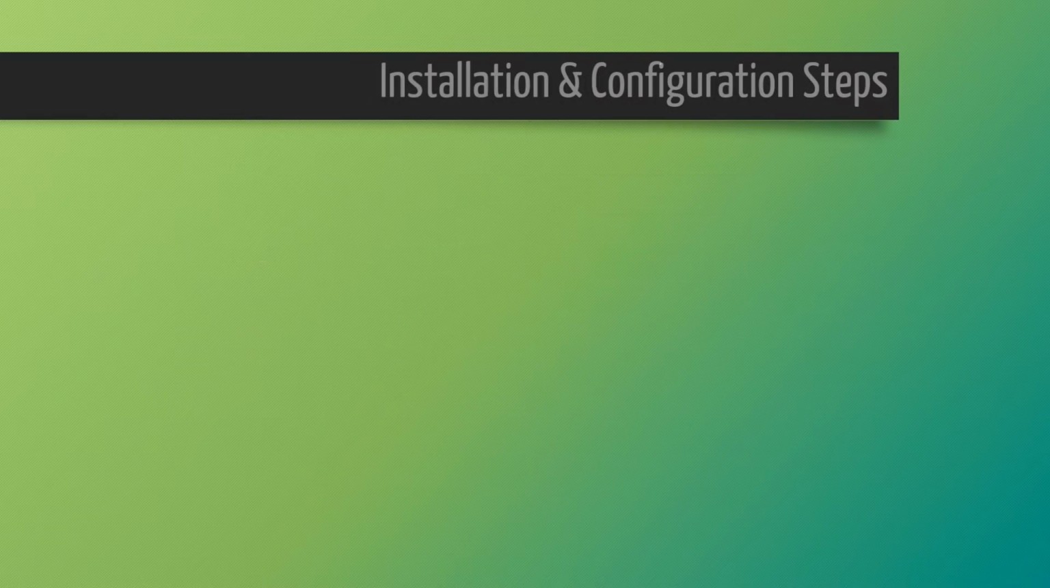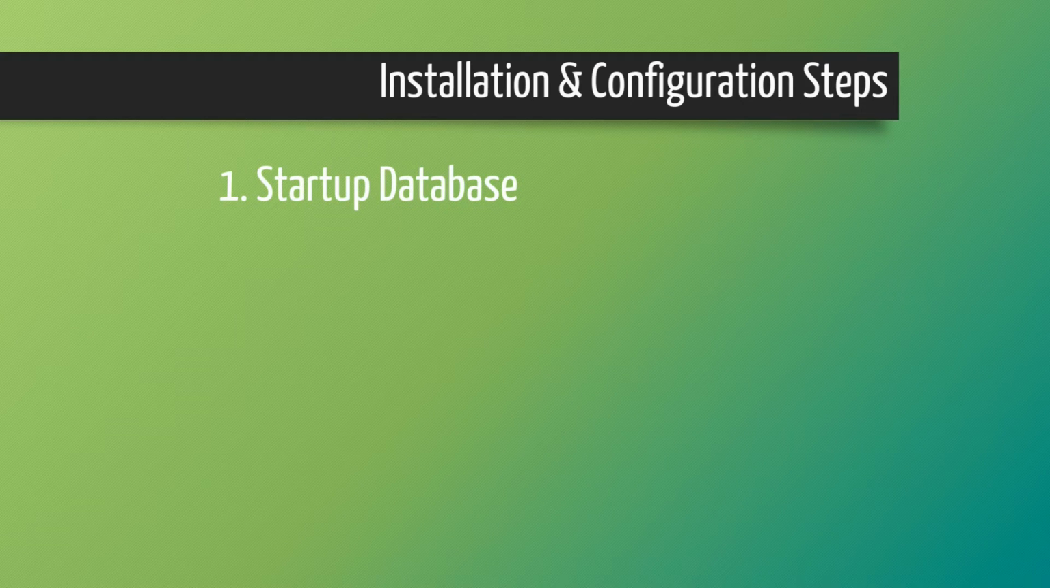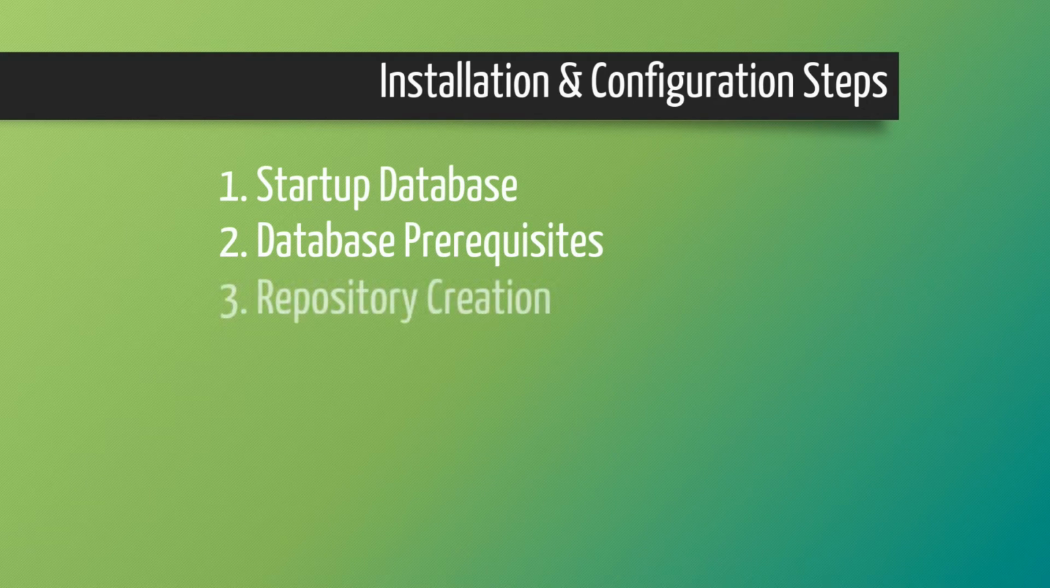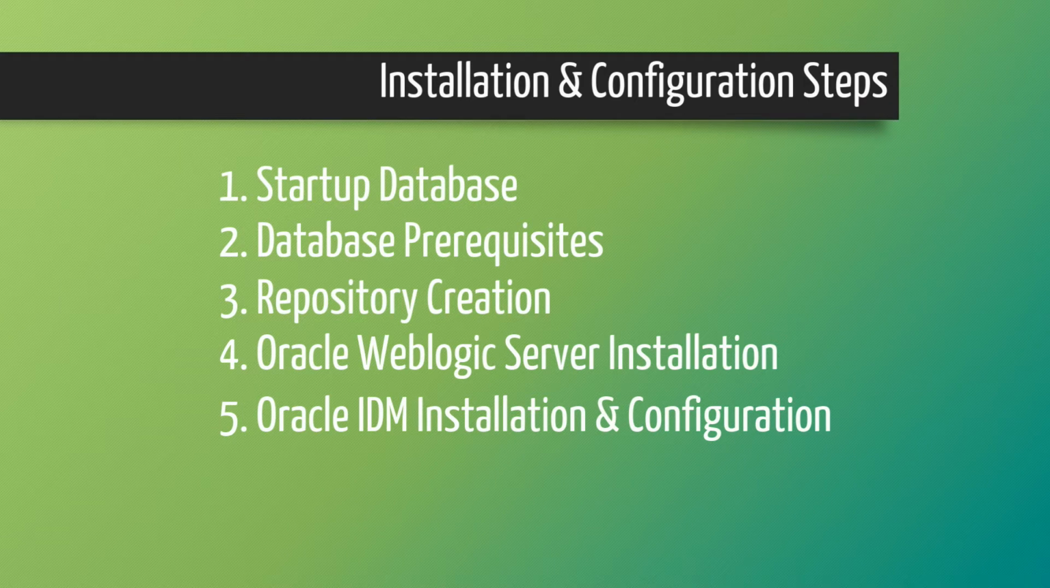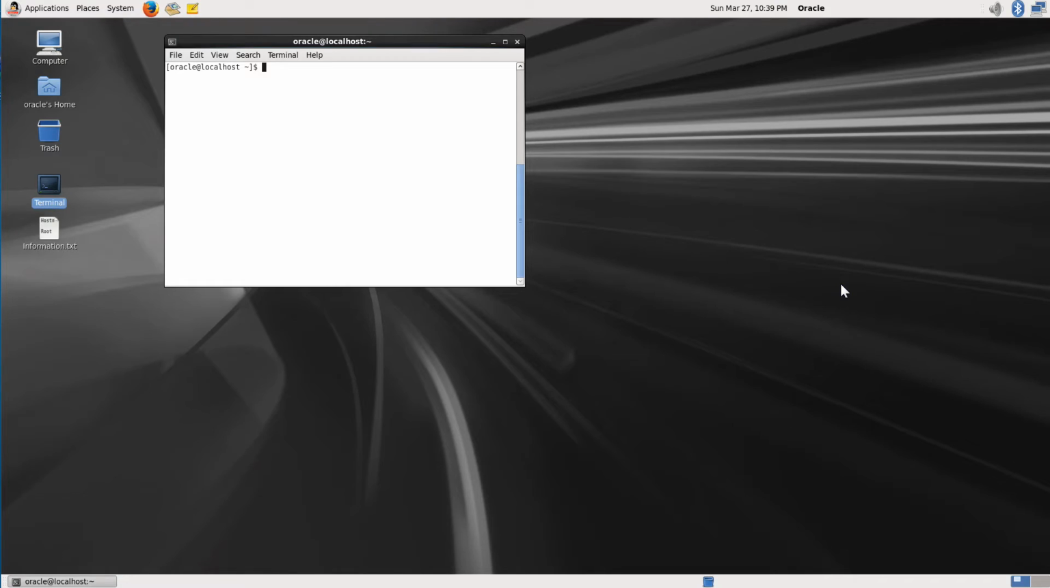So let's briefly get into the steps we'll be performing today. Number one will be to start the database on the VMware, and then we'll look at some of the database prerequisites required for OID. Once your database is ready, we create the repository on the database using RCU. Then we need to install Oracle WebLogic Server, and finally your identity management installation. Okay, let's get into the installation process now. You can also check my blog for step-by-step instructions with screenshots and commands. I'll leave the link in the description.